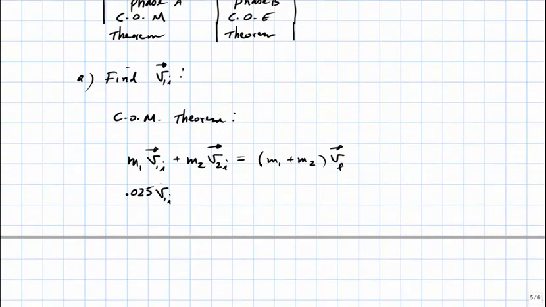V1 initial is what we're looking for, and we'll enter it as a positive magnitude because the bullet is traveling towards the right. The block is initially at rest, and so its initial velocity is 0. On the other side, we have M1, which is 0.025. The mass of the block was given as 2 kilograms times V final, and notice that I entered the magnitude of V final as a positive value as well, because the system takes off to the right immediately after the collision.